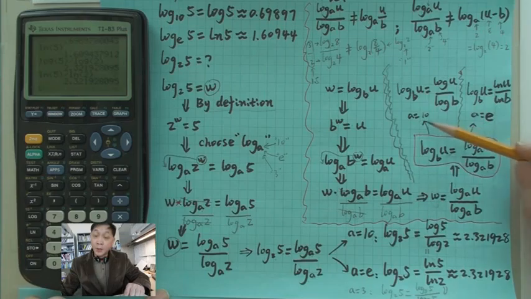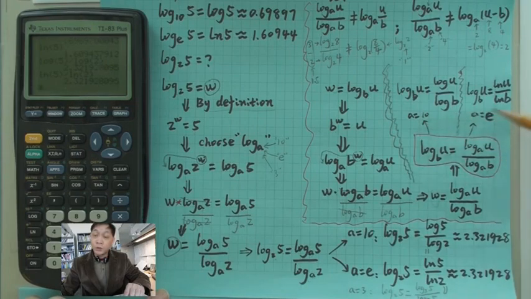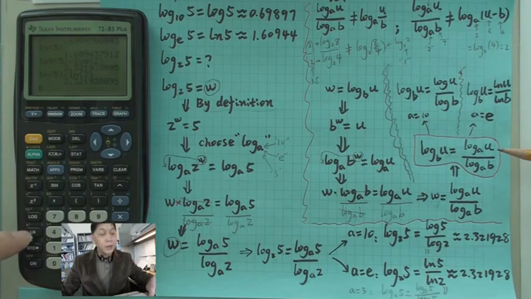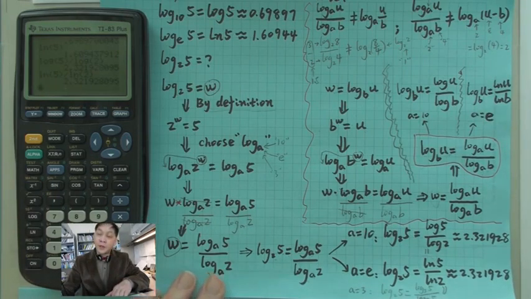Again here A can be what? It can be 3, 4, 5, 100. They are all equal. The thing is that if you put 3, 4, or 100 here, the calculator is not going to work. The calculator can only have the natural log and the log. That's the thing.